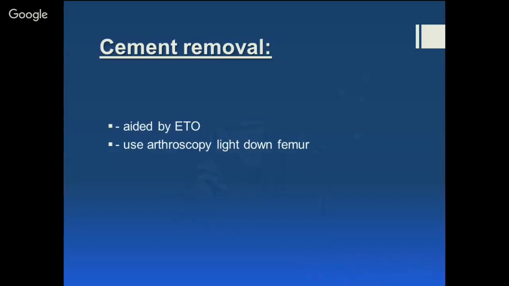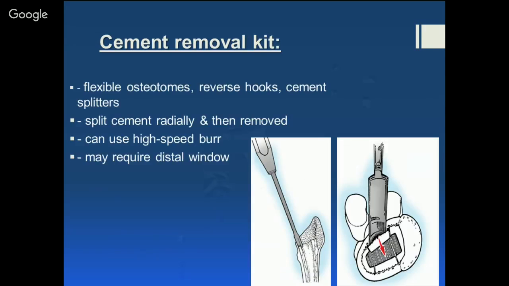And we have to remove it. There are several types of flexible osteotomes. We go through the bone and cement interface. We just break the bone and cement interface, and we have to remove it with forceps. So there is a cement removal kit available. There are flexible osteotomes, reverse.